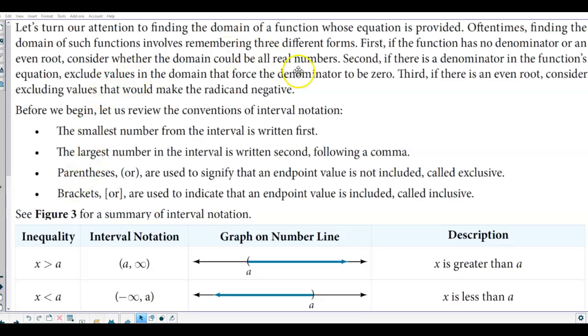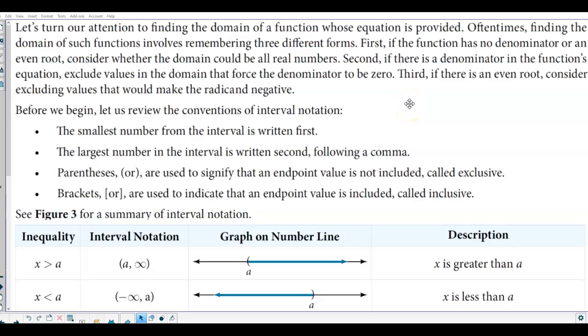Now let's turn our attention to finding the domain of a function whose equation is provided. Oftentimes, finding the domain of a function involves remembering three different forms. First, if the function has no denominator or an even root, consider whether the domain could be all real numbers. Second, if there is a denominator in the function's equation, exclude values in a domain that force the denominator to be 0. Third, if there is an even root, we consider excluding values that would make the radicand negative.